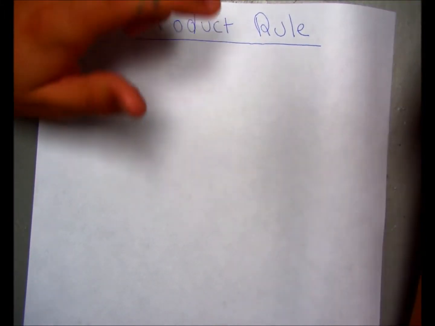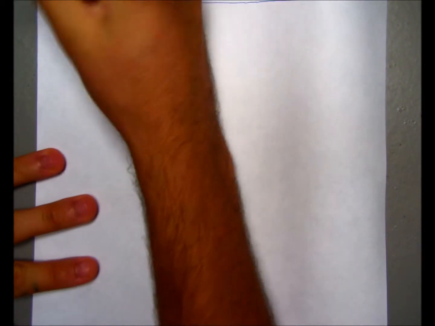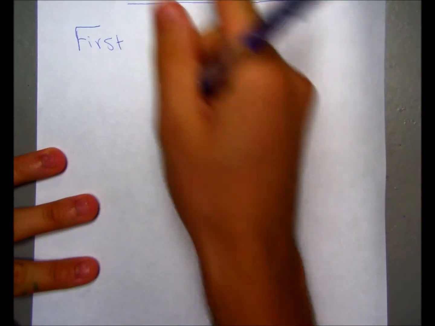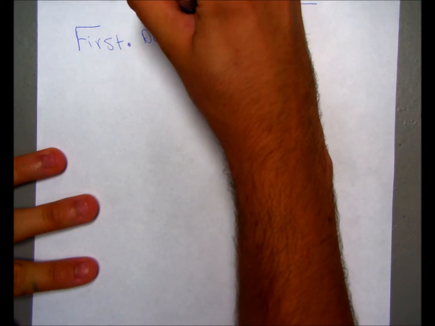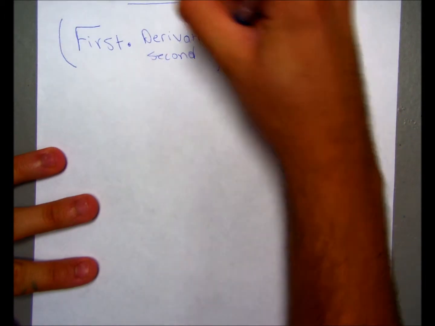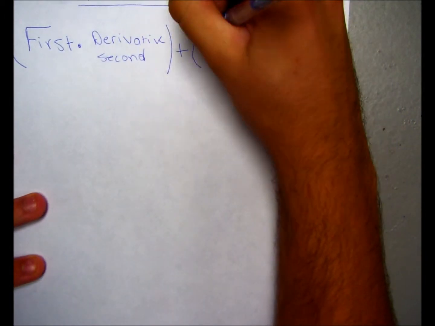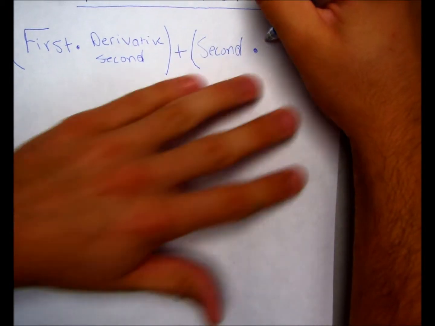I'm going to teach you about the product rule. When doing the product rule, there are four key things we need to remember. First, we're going to multiply the first times the derivative of the second. Once we do that, we're going to add it to the second times the derivative of the first.